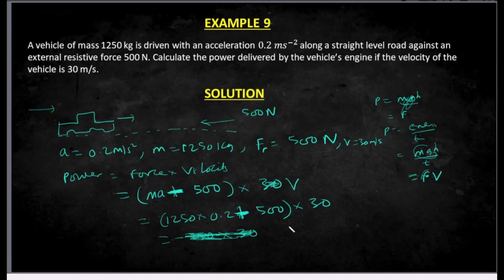So we're going to cater for this one. In this case, we are going to have 750 times 30, and once we do that, we have 22,500 watts. We add, because we need to overcome this to go; power cannot be negative. So we need to add up the resistance. If this one is not there, then the power would have just been this times velocity. But because of this, we need to add it up. That is the reason why we have to do this.